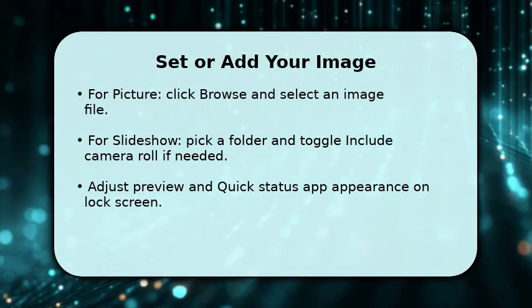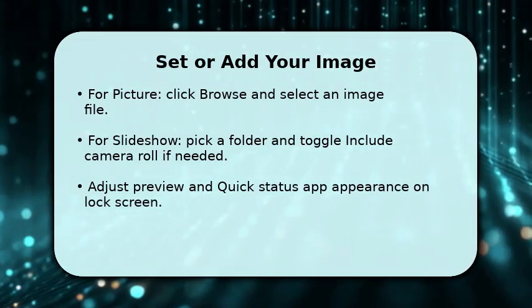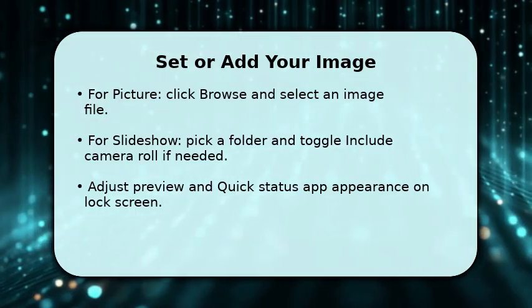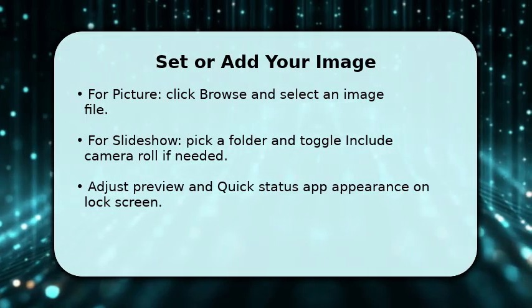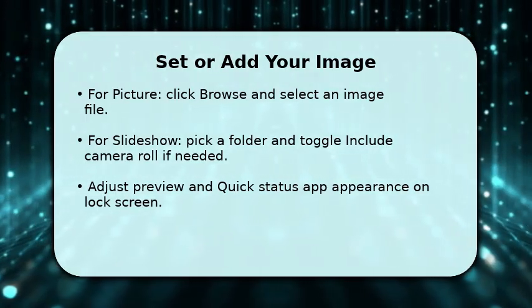For Slideshow, click Add a folder and pick the folder containing your photos, then toggle the Include Camera Roll option if relevant. Make sure the preview above reflects your choice and pick which apps show quick status. This controls notifications visible on the lock screen while preserving privacy.